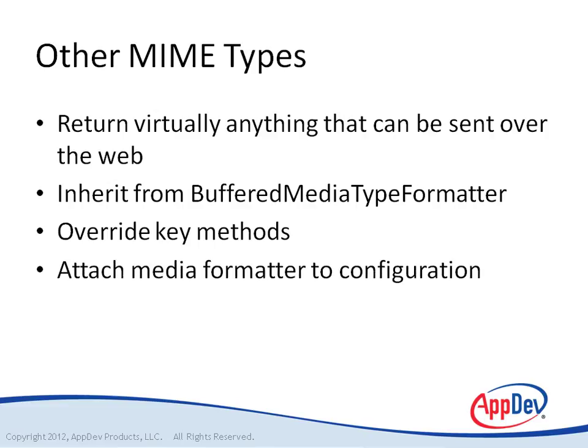Once you've written the class that handles this MIME type, then you need to attach it to the configuration. We have all kinds of extensibility in the web API, all kinds of hooks that we can attach our own code to, and this is one of them. We can write as many MIME type interpreters as we want, and then we just simply attach them to the configuration for the web API, and now the web API is actually able to stream classes as the MIME types that we've declared.